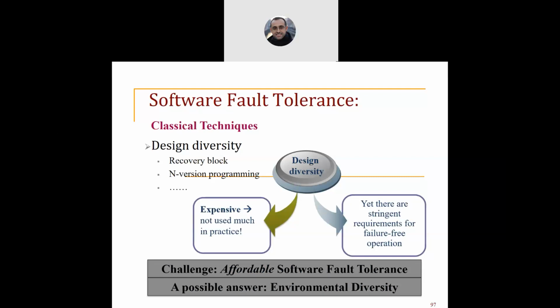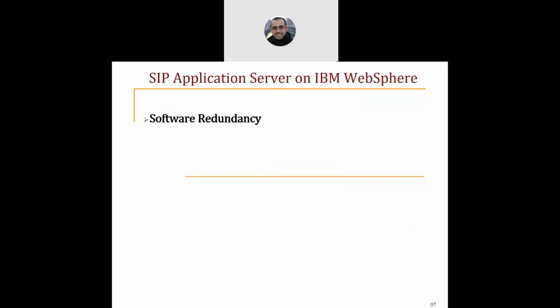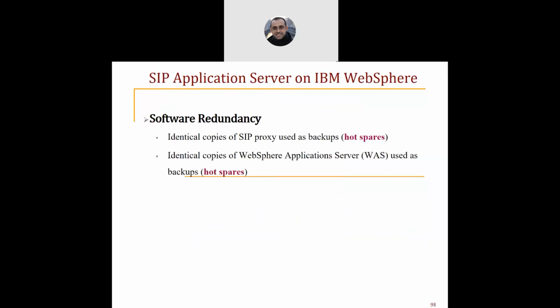And so what is this environmental diversity is what I want to quickly explain to you. So software redundancy in the SIP application server that I just showed you: identical SIP proxies are used to back each other up. So if one SIP proxy fails, the other one will take over its work. Remember, they are identical, so they have the same bugs. Both SIP proxies have the same bugs.